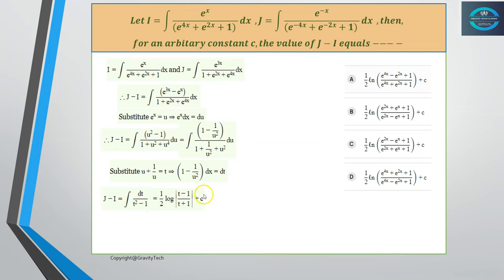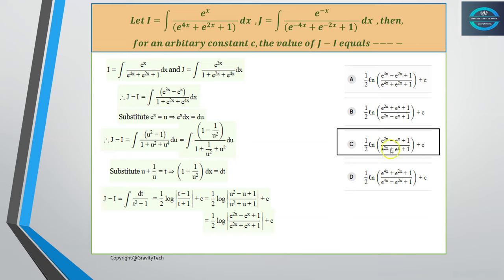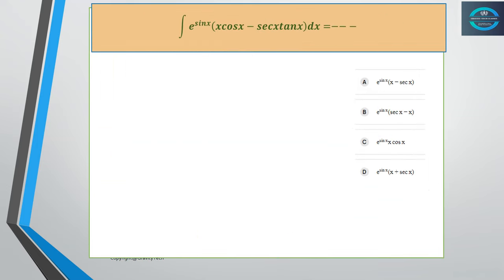The formula for this is what? 1 upon 2a log of (x minus a) upon (x plus a), right? Here the value of a is 1. So that's why 1 half log of (t minus 1) upon (t plus 1) plus c. Put back the value of t, u plus 1 upon u, right? That is (u square minus u plus 1) upon (u square plus u plus 1), right? Now re-put the value of u again, e raised to x. So e raised to 2x minus e raised to x plus 1, upon e raised to 2x plus e raised to x plus 1. And this is the answer. Easy. Now, what is the next question?